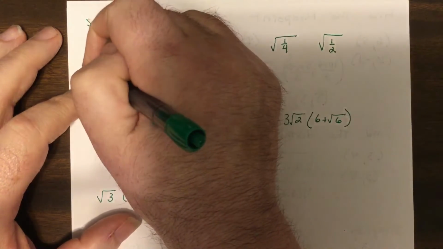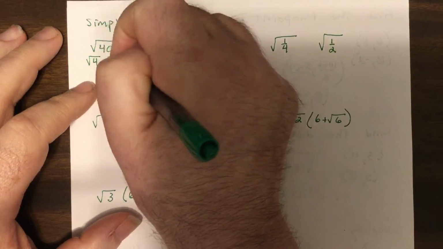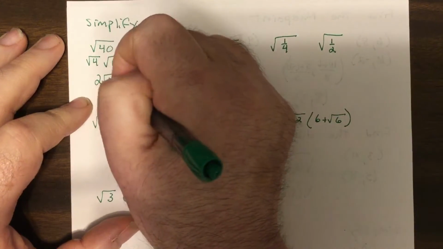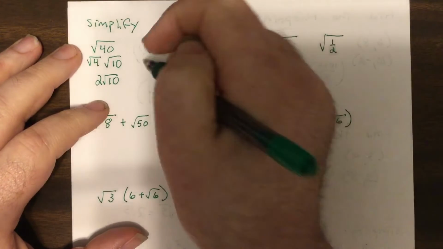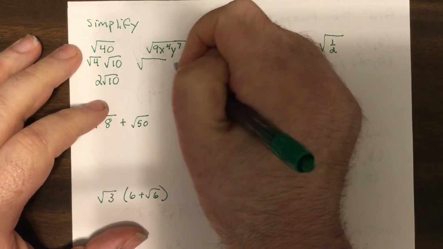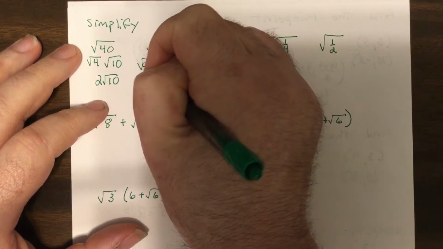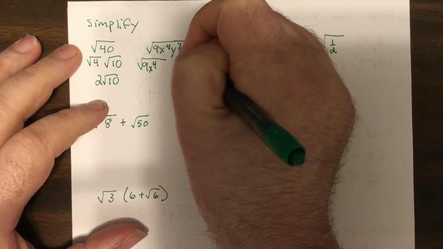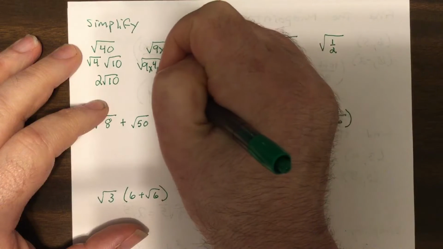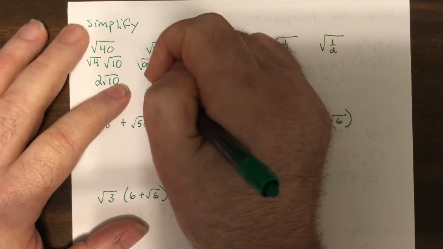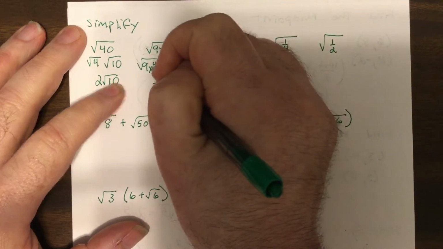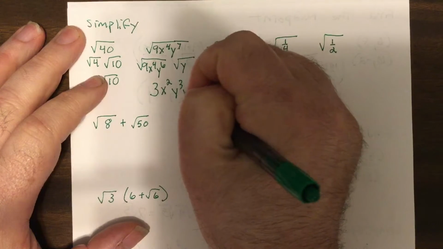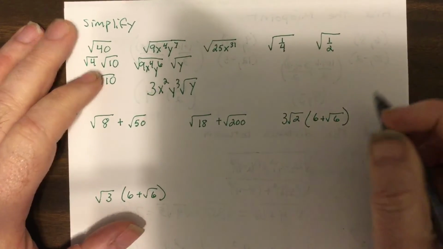Okay, so this one, we break off the perfect square, the not perfect square, and the square root of 4 is 2. This one, we break off the perfect square, 9. Even power, remember, odd power, we got to break off 1. So that'd be y to the 6. Square root of 9 is 3. Square root of x to the 4th is x squared. That'd be y cubed, square root of y.